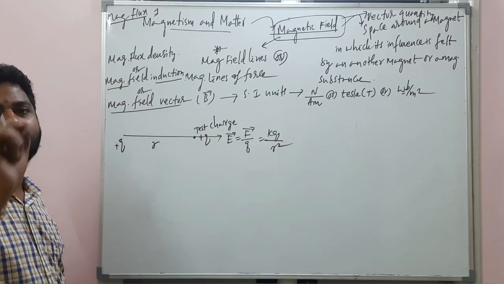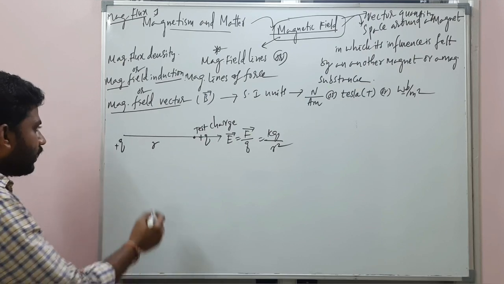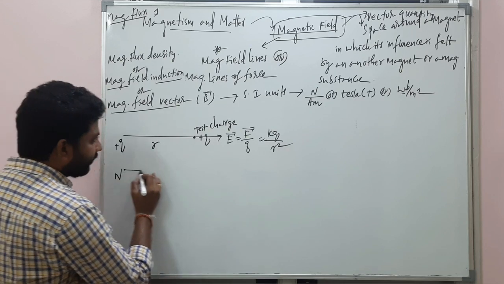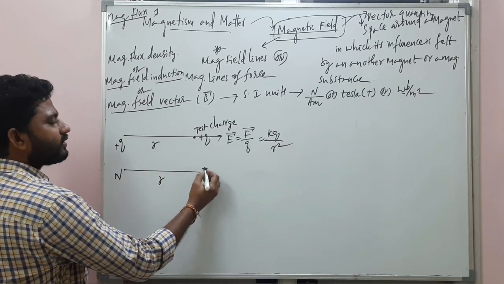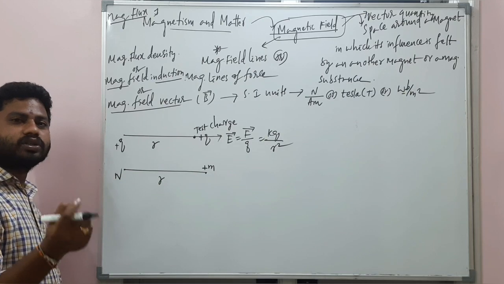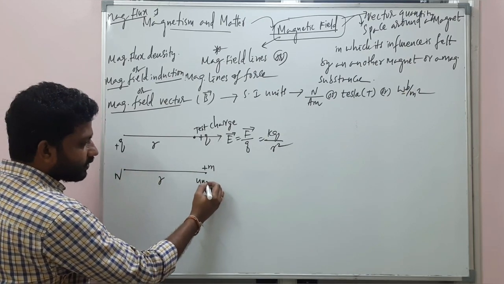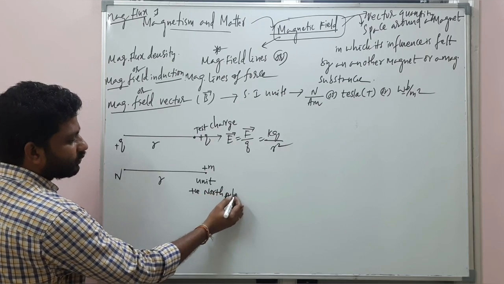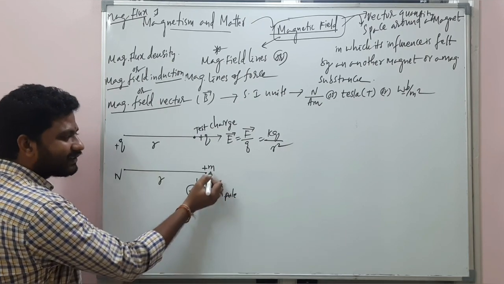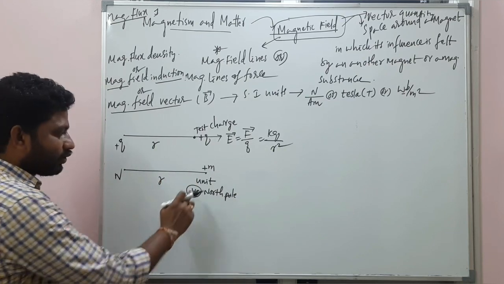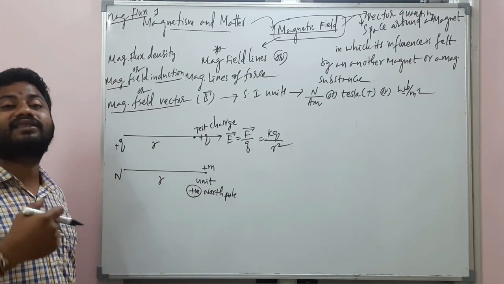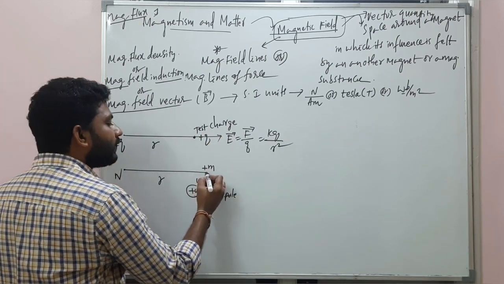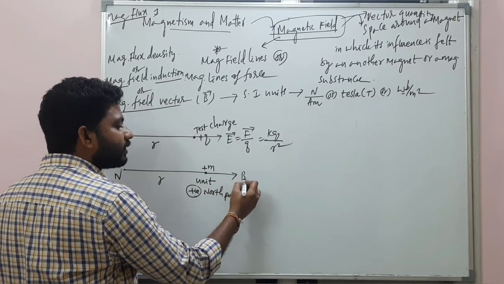The same way goes for magnetic field also. There is a north pole considered here at a distance r. So there is a unit positive north pole. What is this? A unit positive north pole. Positive in the sense it is having positive pole strength. So a unit north pole is placed as a test pole. Here the test charge, here the test pole. So this north pole will repel this north pole in this way. So that is the magnetic field.